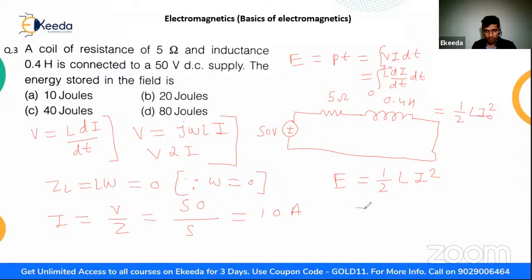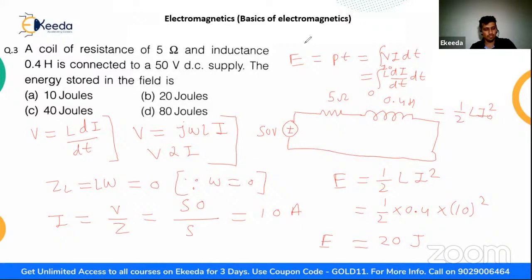So in our question, putting the values, we get half times the inductor's value, 0.4 Henry, times the current value, 10 squared. You will get 100 multiplied by 0.4, which is 40, divided by 2, which is 20 joules. Okay, this is the energy stored by the inductor.